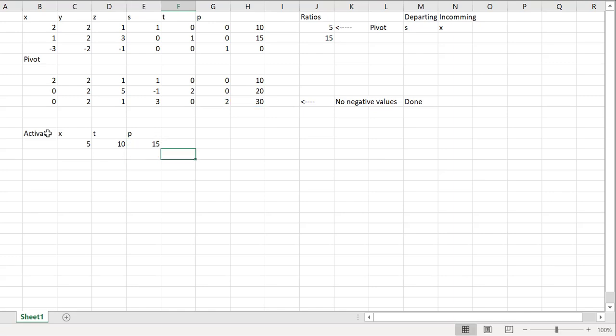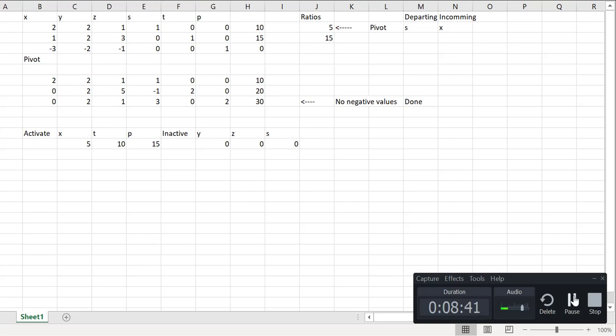We get these values, and then we have our inactive. And our inactive variables are all the ones that aren't active, so it's going to be y, z, and s. And those all have value of 0. The inactive variables are always 0. So then that tells us that our maximum value occurs at the point 5, 0, 0, and the maximum value is our p-value is 15.